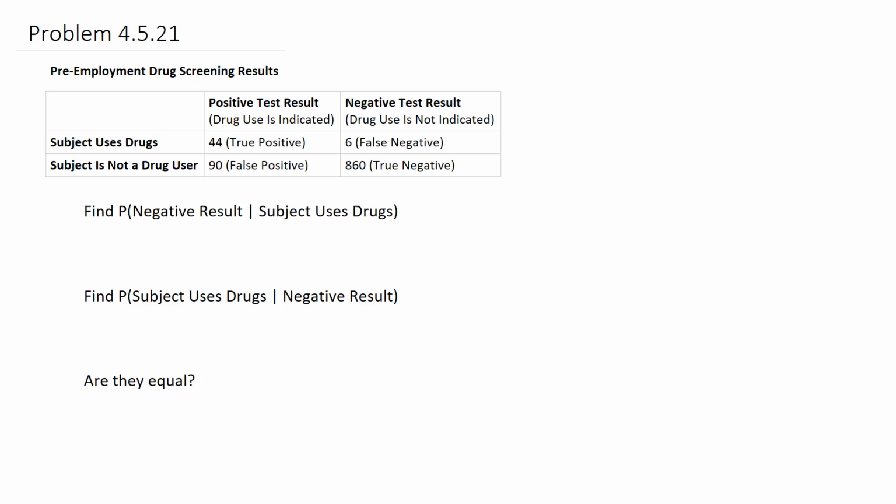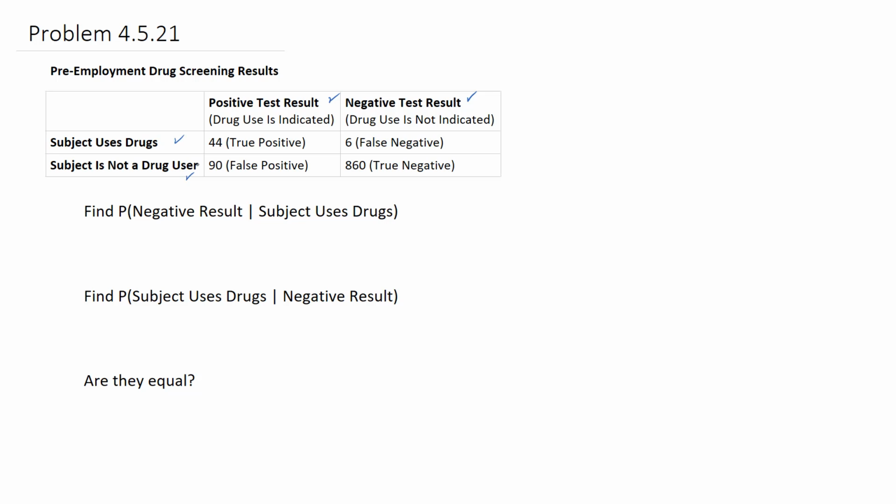Hello, let's take a look at a problem similar to your homework assignment from section 4.5. We have a table that gives us some information about a drug test. It gives us the positive results and negative results, broken down by the number of subjects who use drugs versus those who don't use drugs.